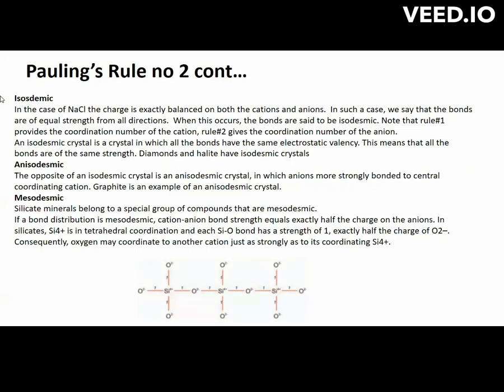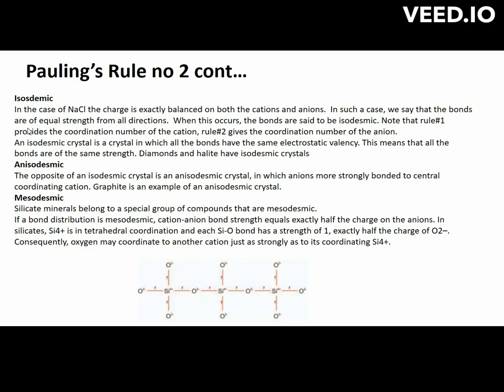All right, so this rule, let me take this one there. Pauling's second rule characterizes the minerals or the crystal structures into what you call isodesmic, anisodesmic, and mesodesmic. The anisodesmic is the opposite of the isodesmic.